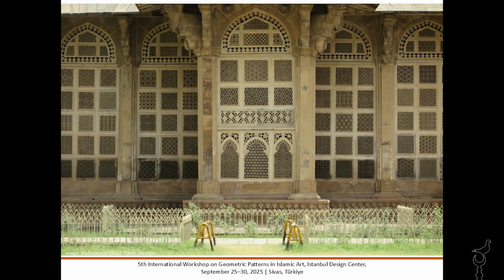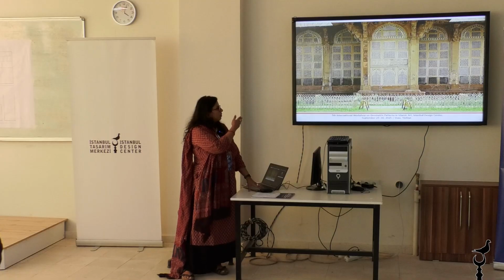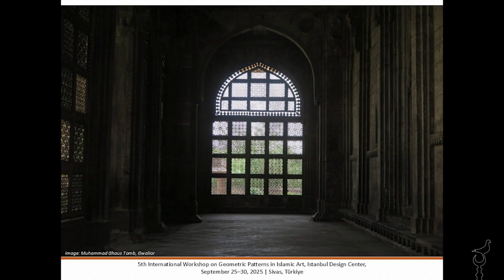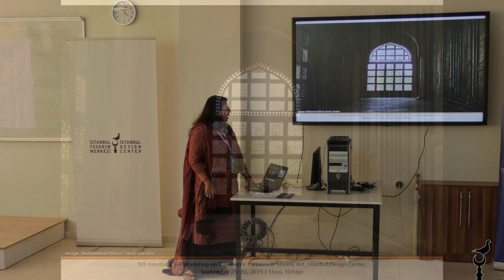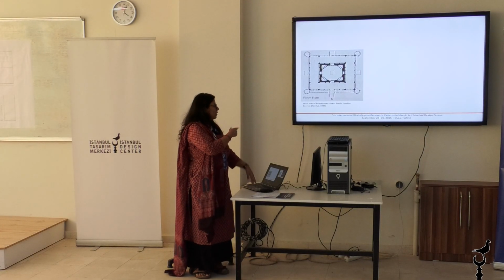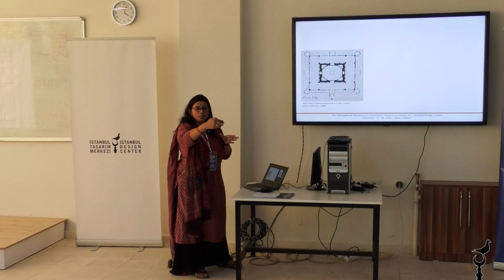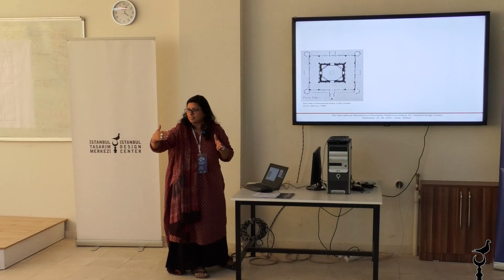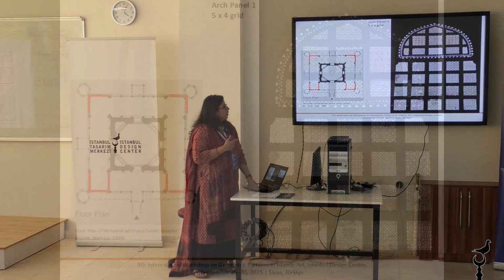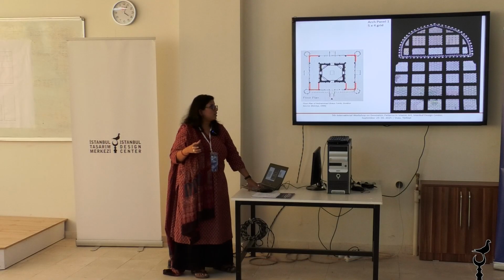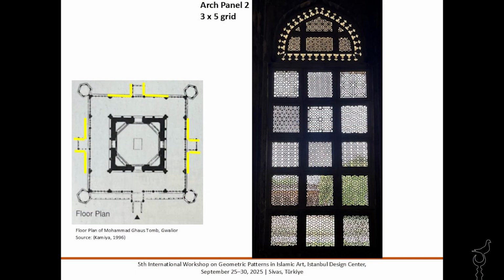Okay, so this is how it looks from outside. Of course, a lot of restoration work has been done, but more or less this is how it is. This is the view you get from inside. It's again a very humble scale. This is how the light filters in. This is a square plan. You can see the profile, where the arch panels are and where the jalis are. The entire envelope has a 5x4 grid of big arch panels. The next ones are these small 3x5.